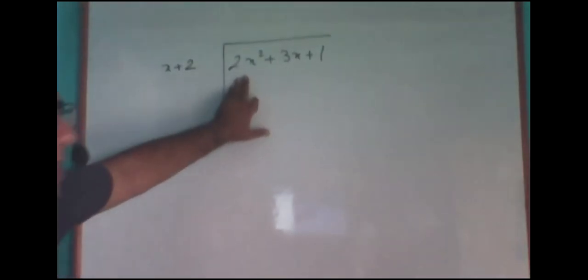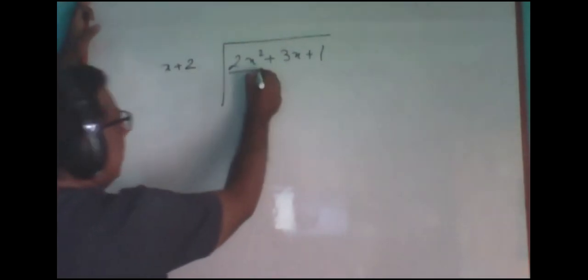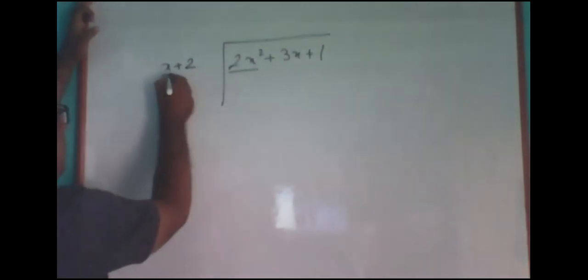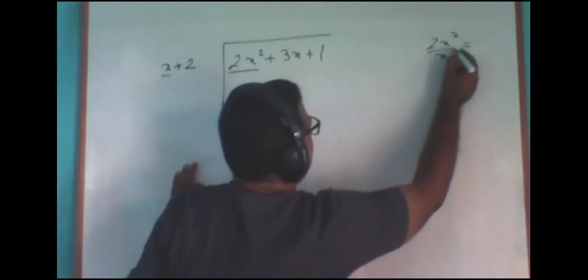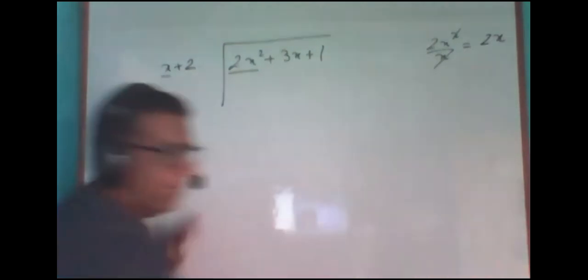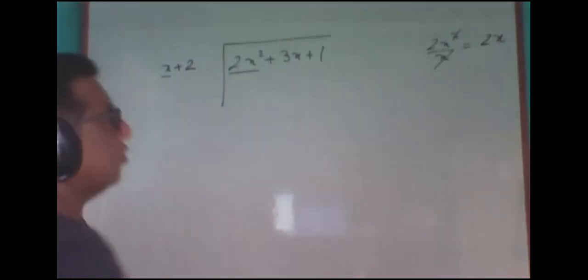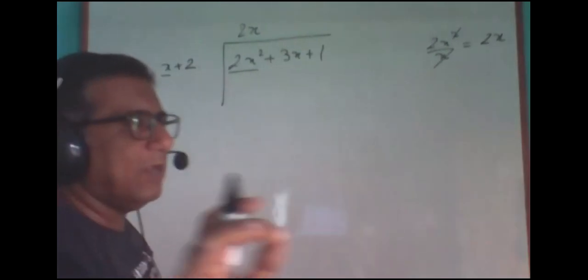Now see, 2x square. This is the first term, 2x square. And what is the first term over here? x. So just see on the rough part. 2x square divided by x. So what will it be? One x will be cut, so 2x. What is left? 2x. So I will write over here 2x. Class, just have a note.